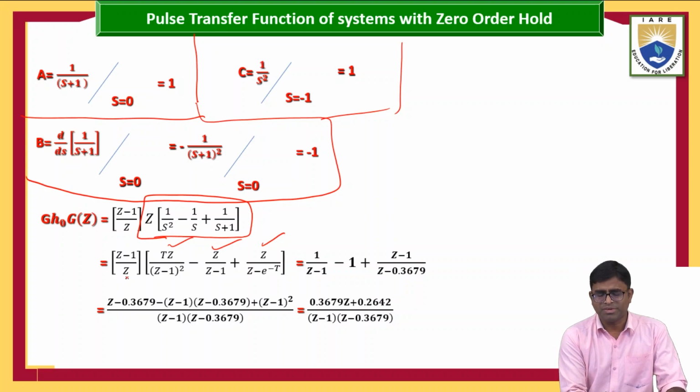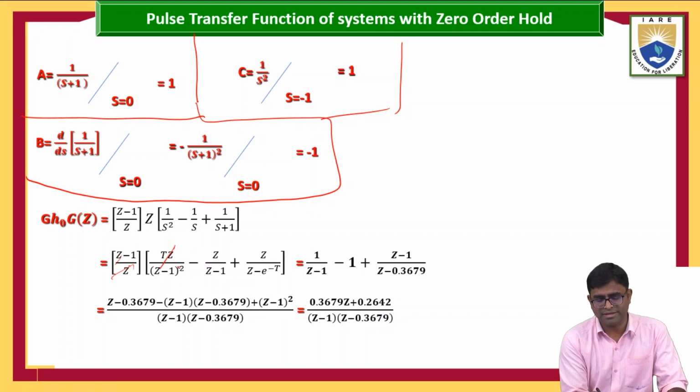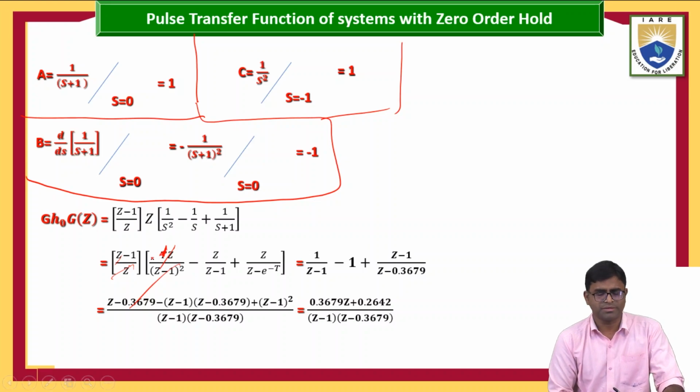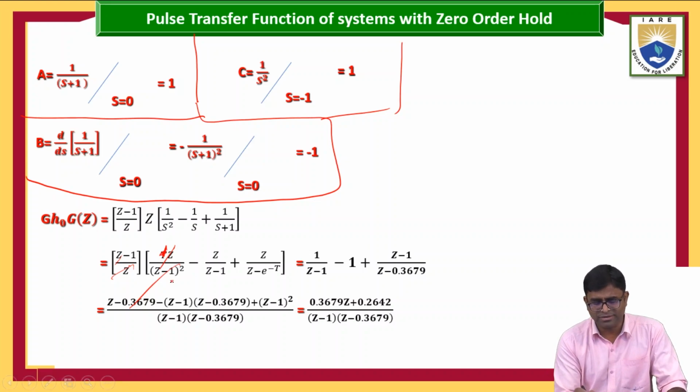So after simplification, we multiply this inside by z minus 1. For the first term, z cancels, and z minus 1 cancels, so the only remaining term is 1 by z minus 1. Next, coming to the second one.